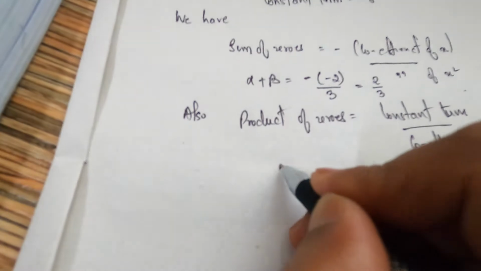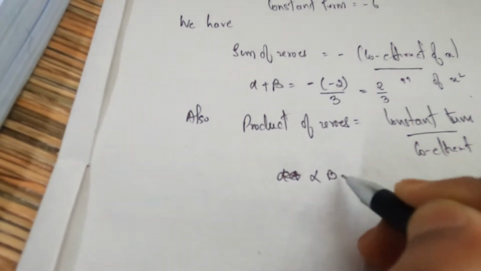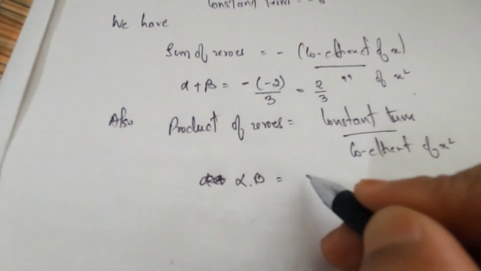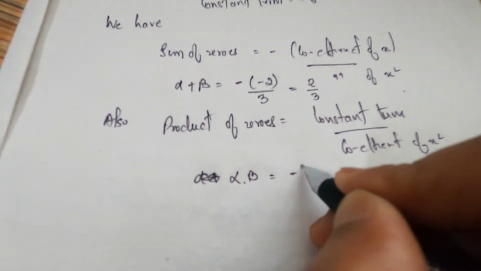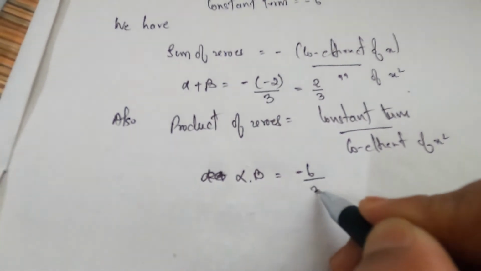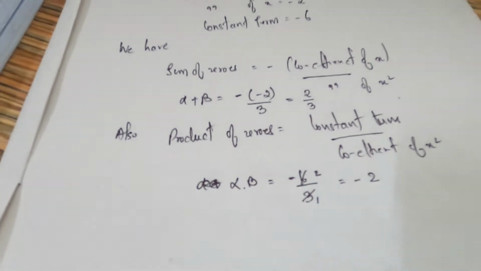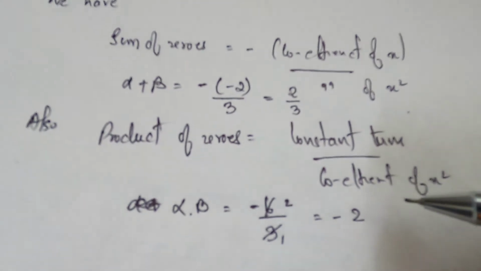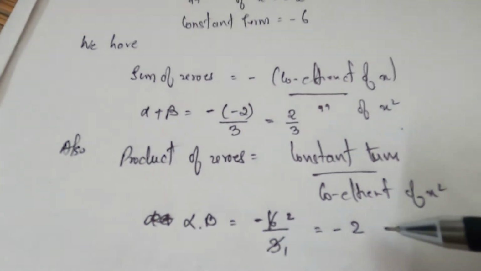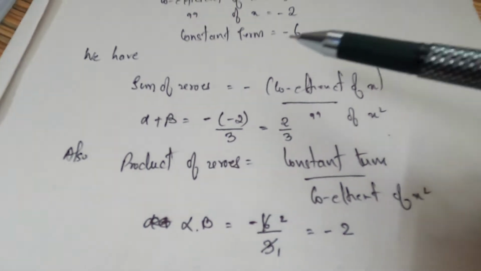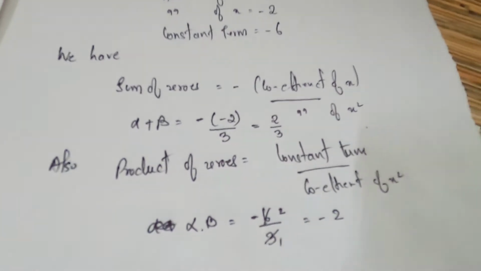So the product of zeros, alpha beta, is equal to the constant term, which is minus 6, divided by the coefficient of x square, which is 3. So in this case the product of zeros will be minus 2. Alright, since we have the sum of zeros and the product of zeros, let us proceed to solve this problem.